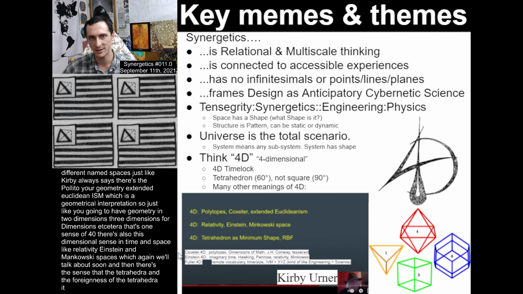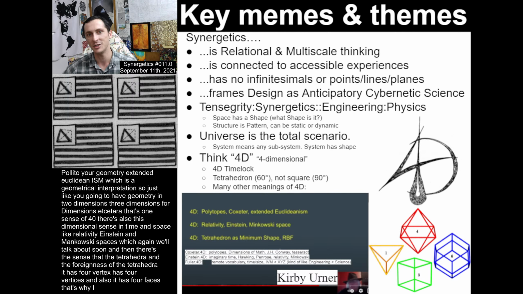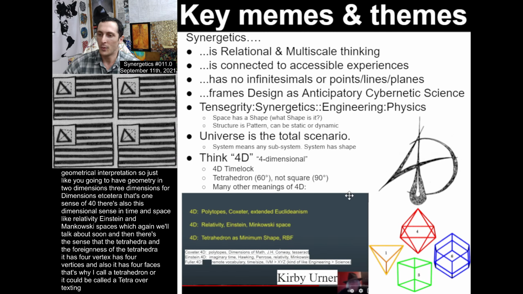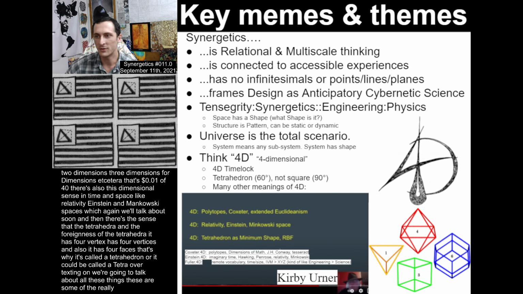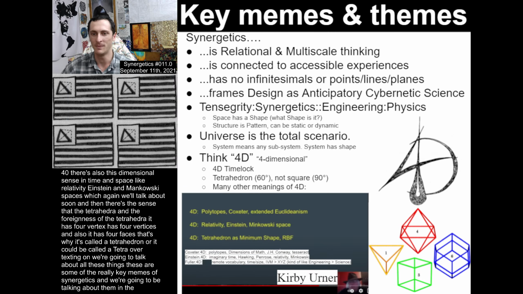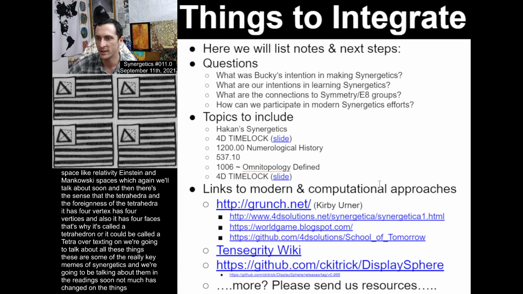It has 4 vertexes, 4 vertices, and also it has 4 faces. That's why it's called a tetrahedron, or it could be called a tetravertexion. We're going to talk about all these things. These are some of the really key memes of synergetics, and we're going to be talking about them in the readings soon. Not much has changed on the things to integrate.